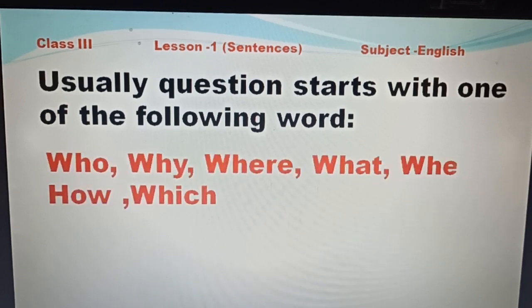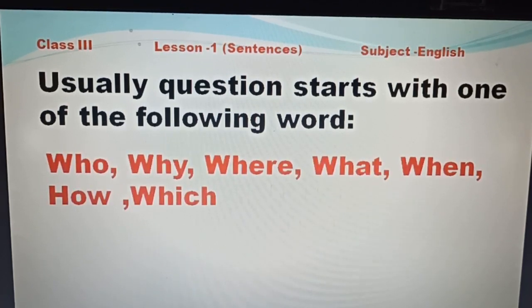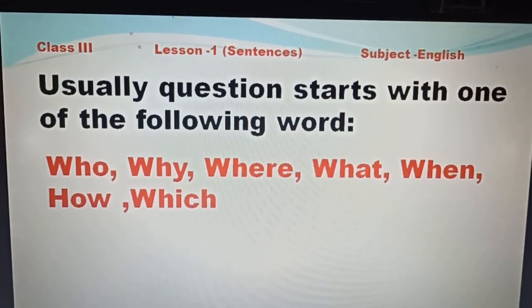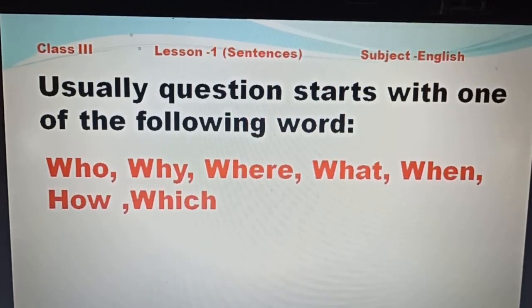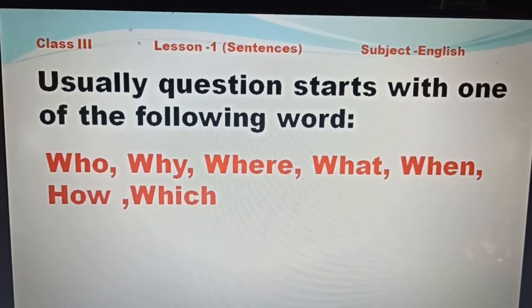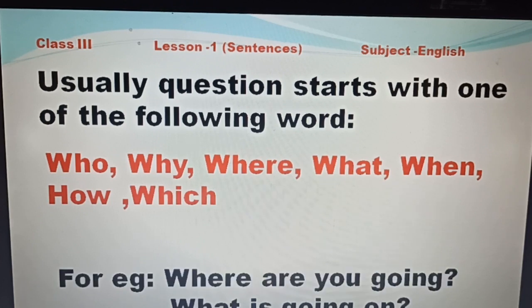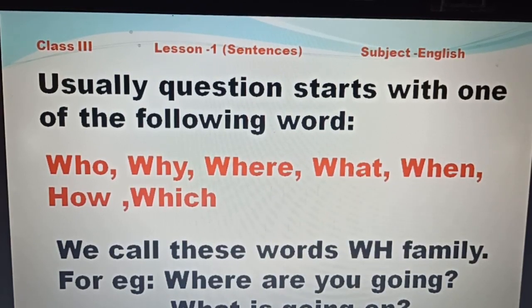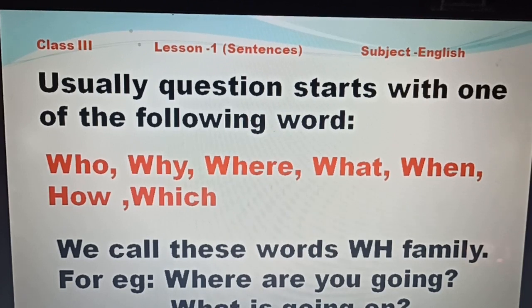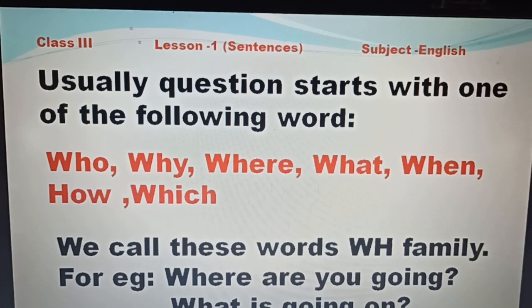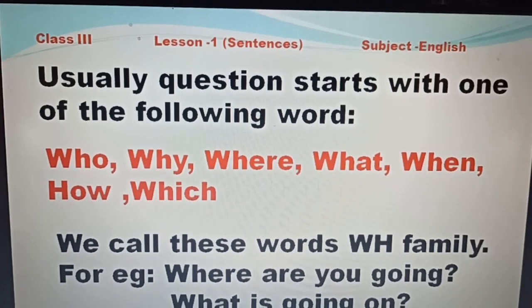As I have told you earlier, the WH family words: who, why, where, what, when, how, which. These are the words from the WH family. And the examples with the WH family are: Where are you going? What is going on? Again, you can see there is a question mark and both of the sentences are questions.